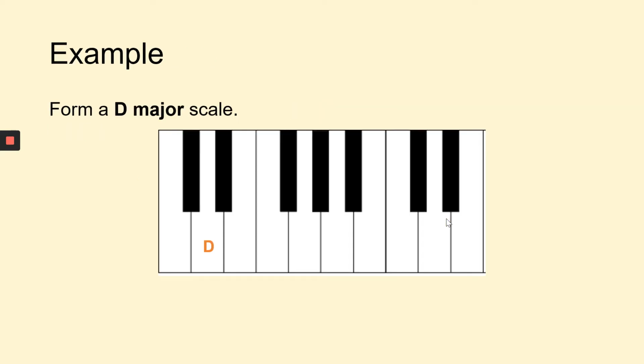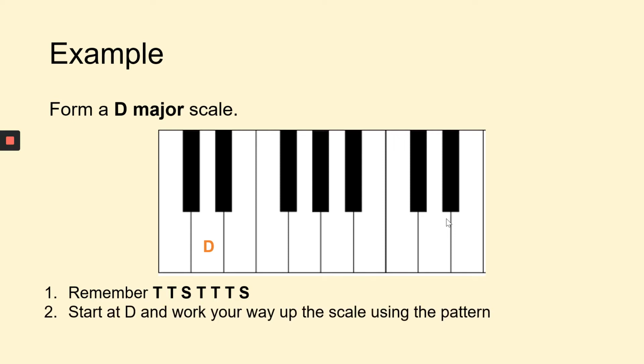If I wanted to form a D major scale, what would I do? Well, I'd start by recalling my major scale pattern, TTS, TTTS. Then I'd start at D and just work my way up the scale using the pattern. So starting at D, a tone up would give us E, another tone would give us F sharp, because it's two keys away. We've then got a semitone, which brings us to G. We've got a tone, which brings us to A, another tone, which brings us to B, another tone, which brings us to C sharp, because it's two keys away, and then a semitone, which just brings us back to D.